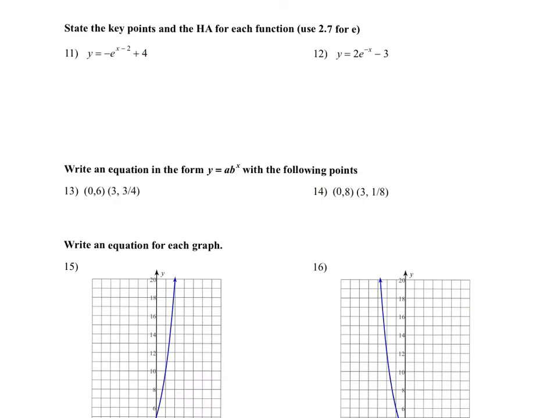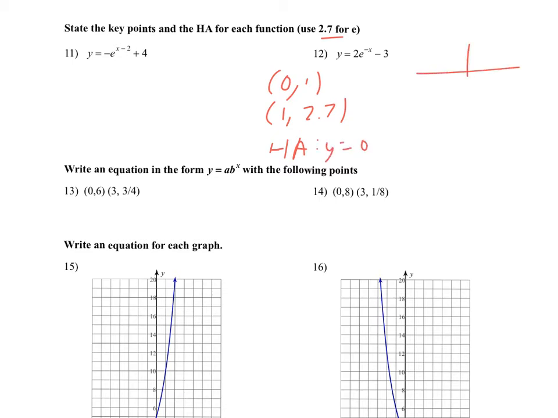All right, next up here, we're going to find the key points and the horizontal asymptote. And for these, we are going to use 2.7 since it's just kind of for graphing. So we always start off with our same points as we did on the last page, 0, 1 and 1, base, but we'll use 2.7 for e. And my horizontal asymptote will start at y equals 0.